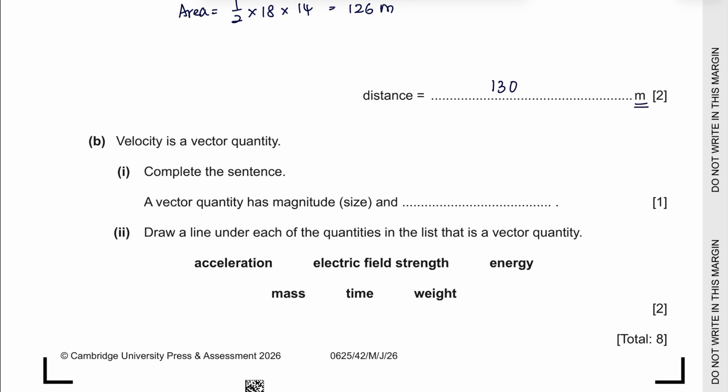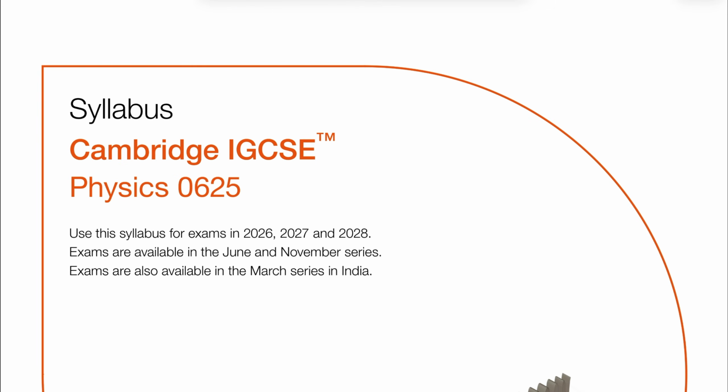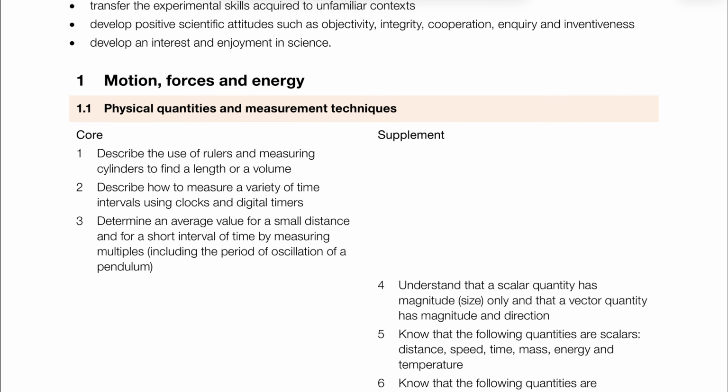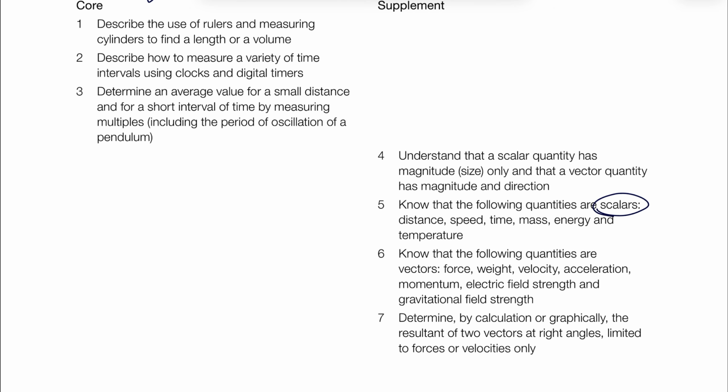Next question, part B. Velocity is a vector quantity. You have scalar quantity and vector quantity. If you look into your course specification, make sure you're looking at the right syllabus, which is 2026 to 2028. You will see that under Chapter 1, Physical Quantities and Measurement Techniques, you are to know of scalar quantity and vector quantity. And these are the quantities that you should know about. Make sure you remember them.